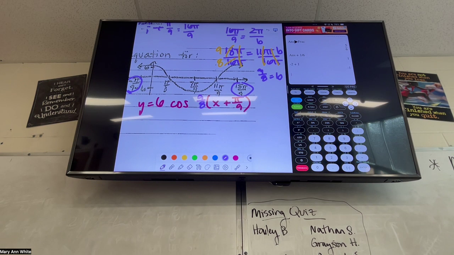Now, sine's going to be very, very similar. Use your amplitude, use your sine, use your 9/8. But instead of starting at negative pi over 9, where does it look like my sine actually starts? It's on the x-axis. Where on the x-axis? Pi over 3. Good. So we can say minus pi over 3.